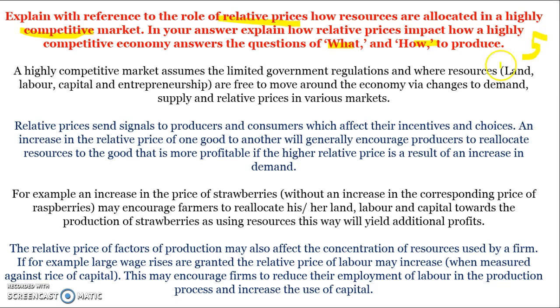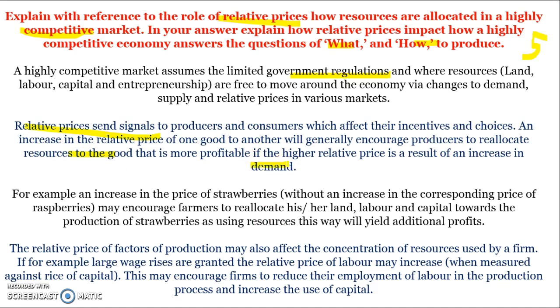So first thing, a highly competitive market assumes limited government regulations. Resources are free to move based on demand and supply and relative prices. Relative prices send signals to producers and consumers which affect their incentives and choices. An increase in the relative price of a good relative to another will generally encourage producers to reallocate more resources to that good, assuming that's caused by an increase in demand.